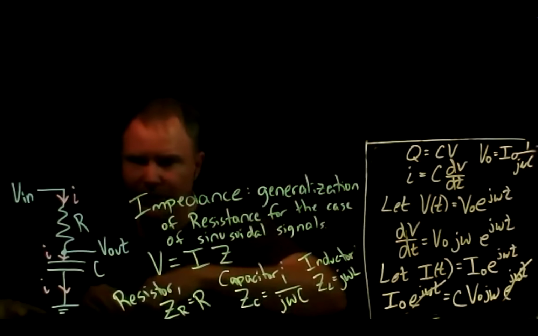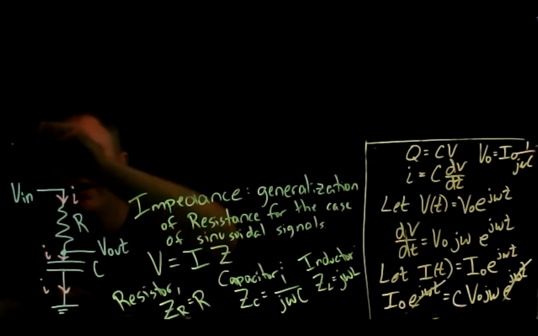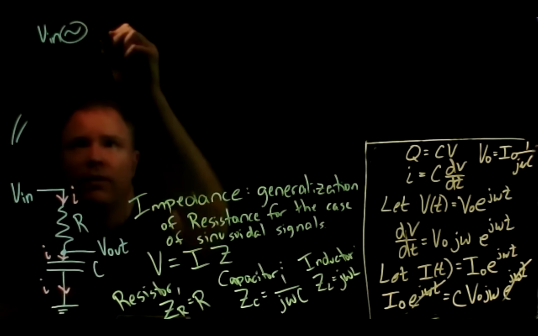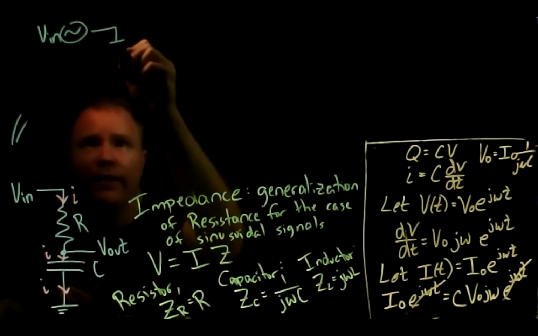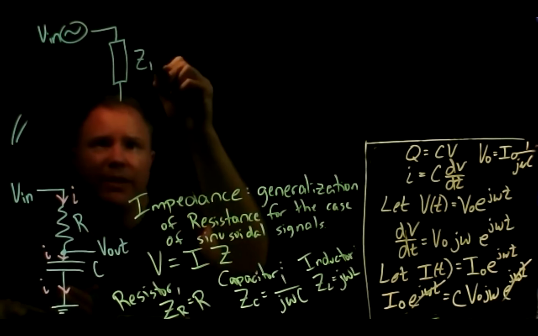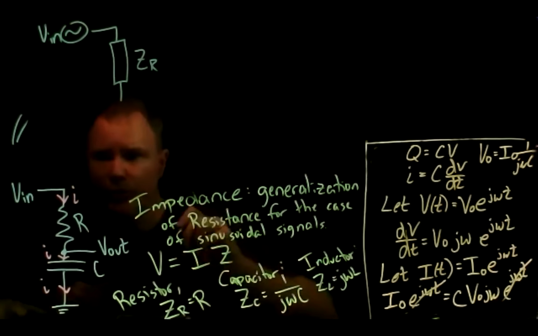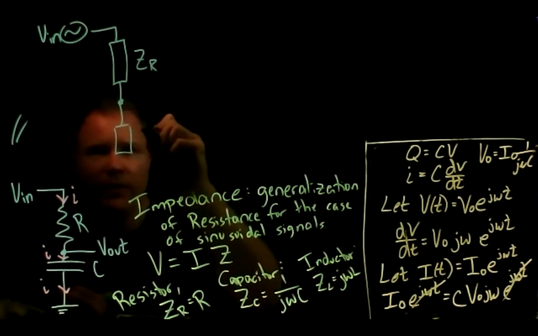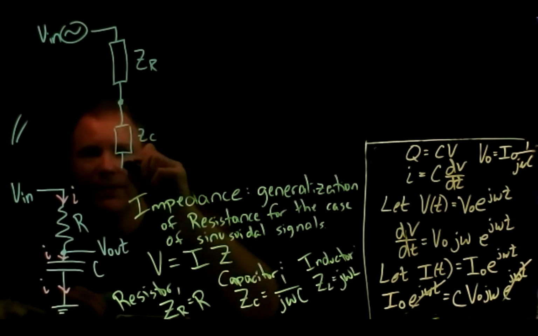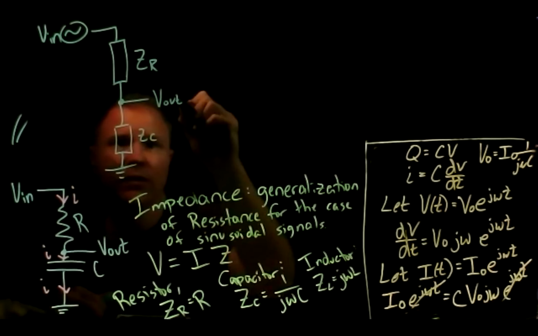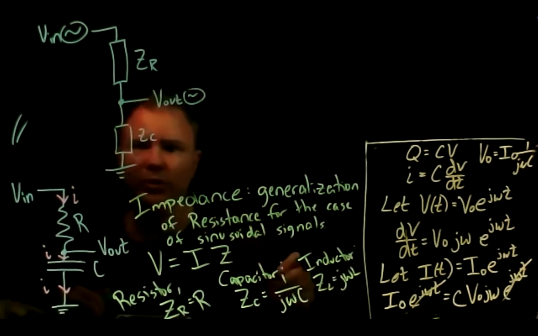So let me rewrite this circuit down here. Let me rewrite it as if it is a sinusoidal V in, and a resistor that I'm going to write like this. There's some impedance that has to do with the resistance, and some impedance that has to do with the capacitance, and then ground. I'm going to take this as V out, which also has to be a sinusoidal wave.